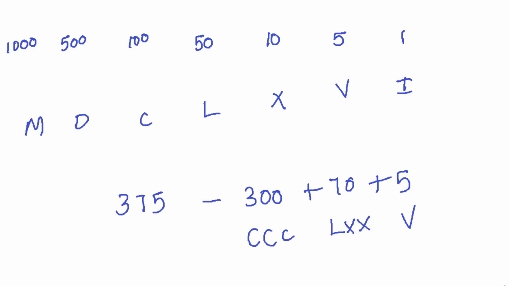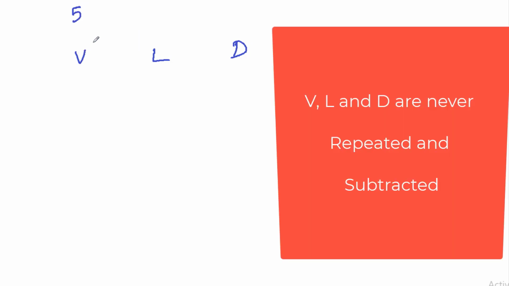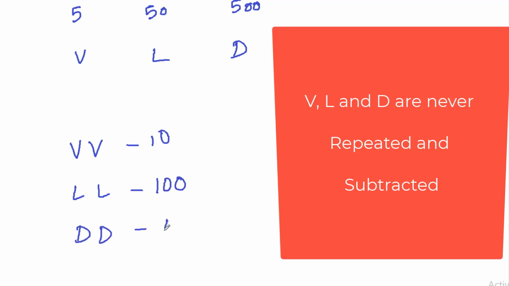It is easy, right? With the symbols and rules, they framed a few more rules so that we won't get any confusion. For example, they framed another rule, that is, we should not add or subtract V, L, D. We should not repeat this symbol V, same way L, D. Why? V represents 5, L is 50, and D is 500. What will happen if I repeat this one? V and V makes 10. L and L makes 100 and D and D makes 1000.